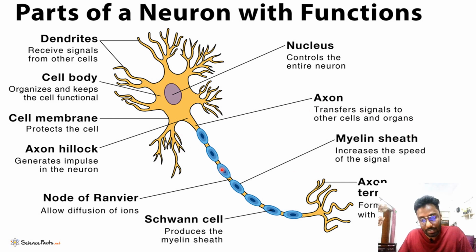And in the axon, you can see this light blue colored thing. These are the myelin sheath. What is the function of the myelin sheath? The myelin sheath increases the speed of the signal. You can imagine, like in your house, the electricity wires are insulated, right? Similarly, inside is the axon and the insulation is the myelin sheath. The myelin sheath increases the speed of the signal. And myelin sheaths are produced from where? These myelin sheaths are produced from the Schwann cells.